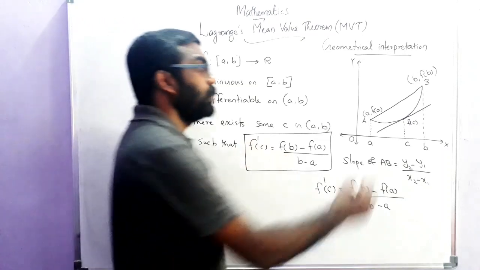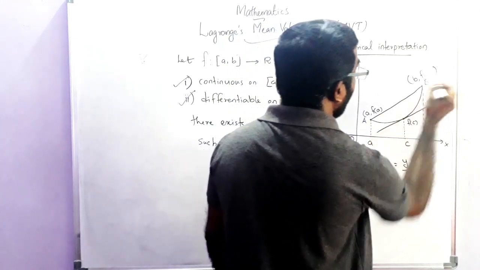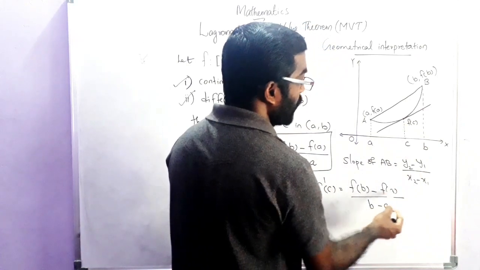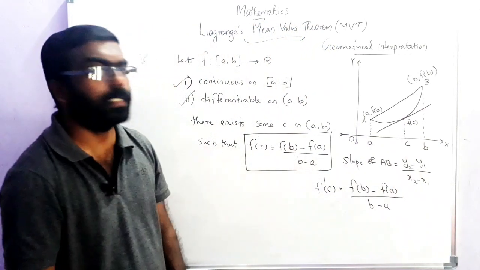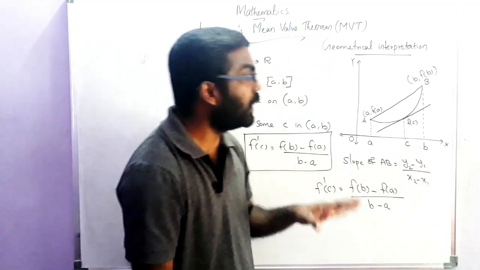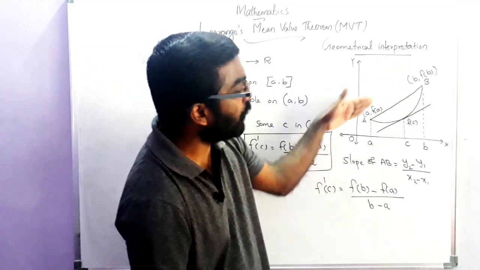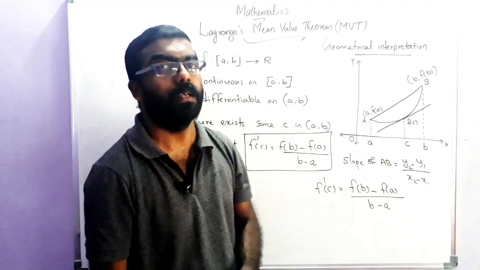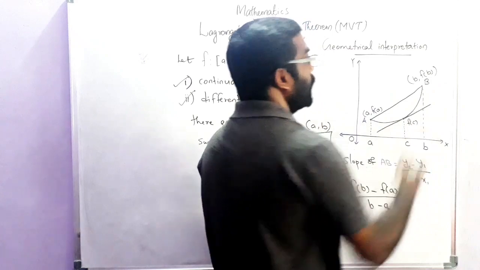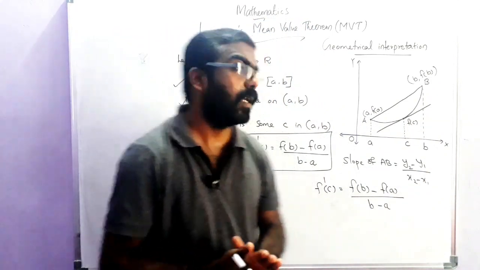That means here we join AB, we get the coordinates as (a, f(a)) and (b, f(b)), and if we find the slope of AB, it becomes f(b) minus f(a) divided by b minus a. And between these two numbers a and b, we can find a real number c such that the tangent to the curve is parallel to the chord joining a and b. That means the slopes of these two lines are equal. Two lines are parallel means slopes are equal.